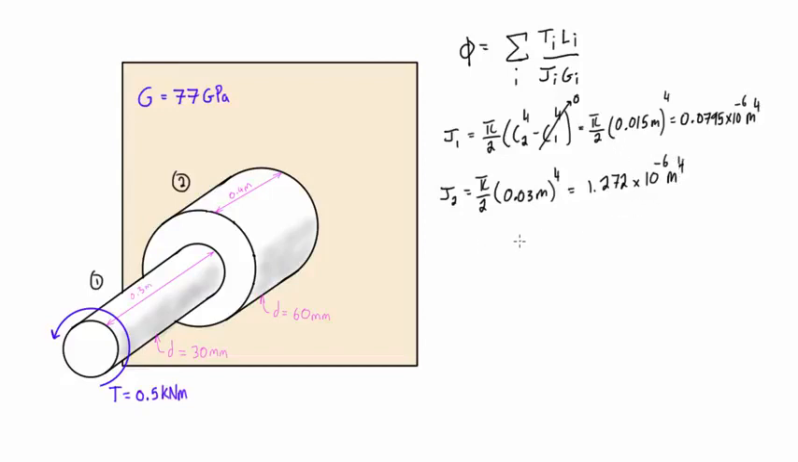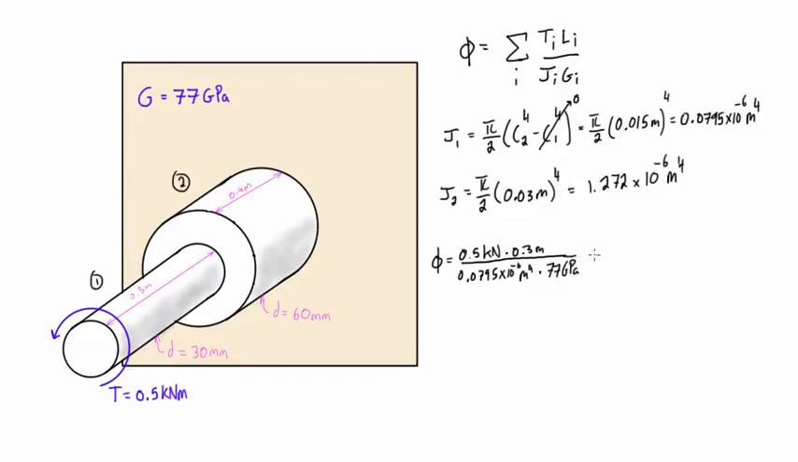Alright, so now we want to plug these into our angle of twist equation. We'll do it by parts, so we'll do part 1 first. We have 0.5 kilonewton meters times the length of this section, which is 0.3 meters here. And this is all going to be over J here, so we have 0.0795 times 10 to the minus 6 meters to the power of 4 times our modulus of rigidity, so times 77 gigapascals.